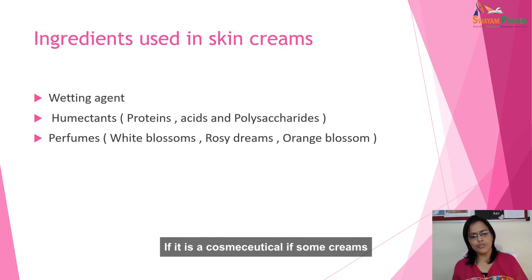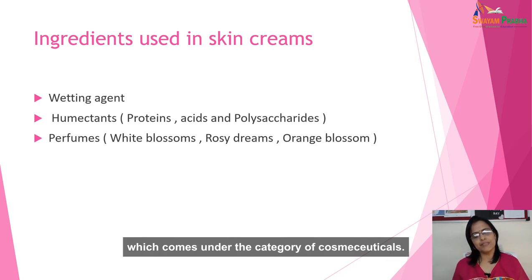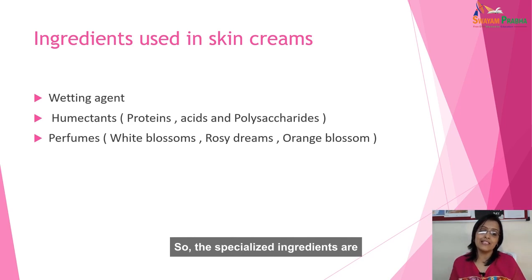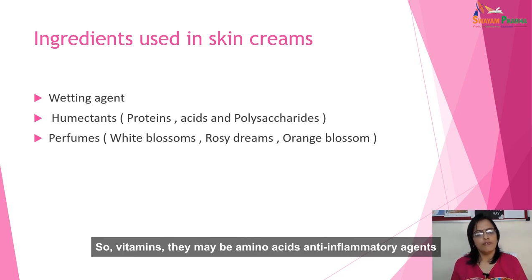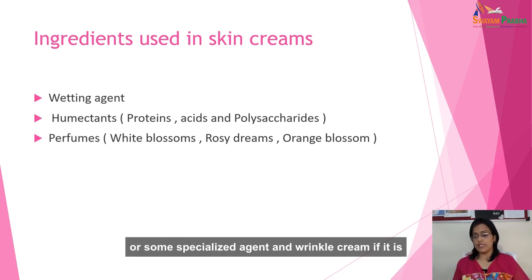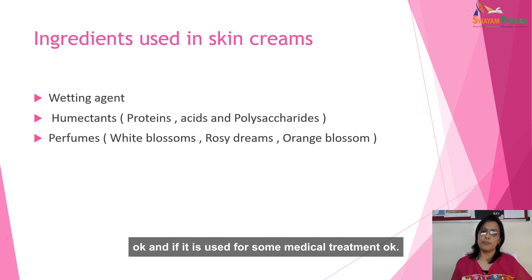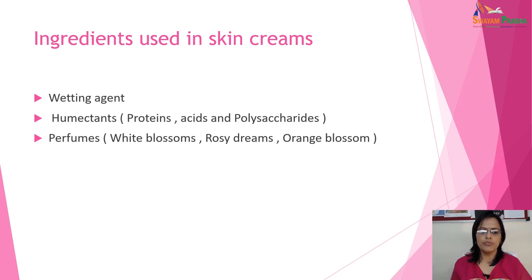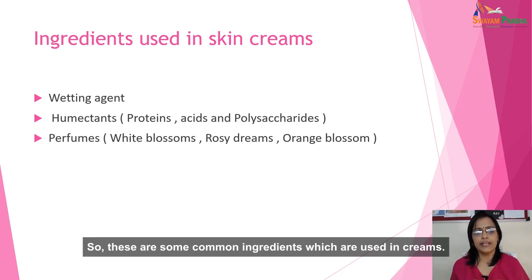If some creams come under the category of cosmeceuticals, then specialized ingredients are added in the formulation to impart that specific quality in the product. So vitamins, amino acids, anti-inflammatory agents, or some specialized agent, like in an anti-wrinkle cream, and if it is used for some medical treatment. So these are some common ingredients which are used in creams.